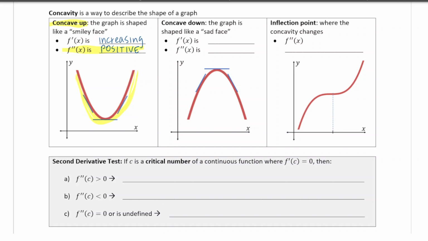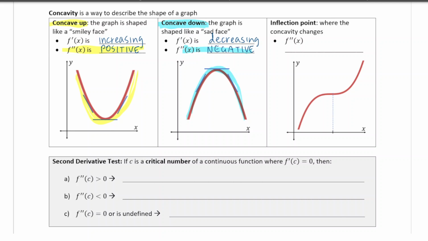In contrast, if you had a sad face shape, your derivative is actually decreasing, right? If we look at the derivative here, it starts out being positive, it then hits 0, and then it turns to negative, right? So the value of the derivative is going down. So that means the second derivative would be negative because the value is decreasing. So let's fill in those. Whenever you have a sad face shape, our second derivative is going to be negative. And it's kind of easy to remember that because being sad is kind of like being negative, right? And your mouth is facing downwards, so you call it concave down.